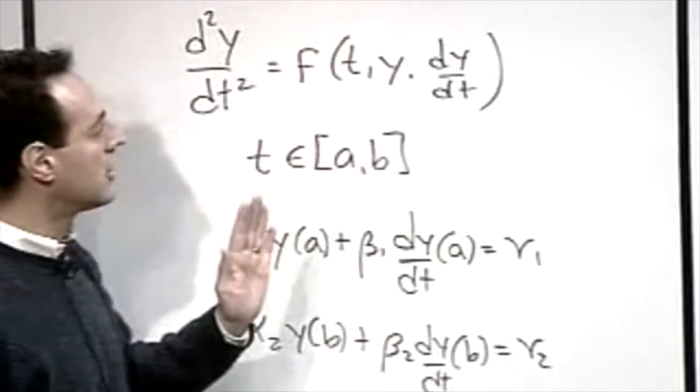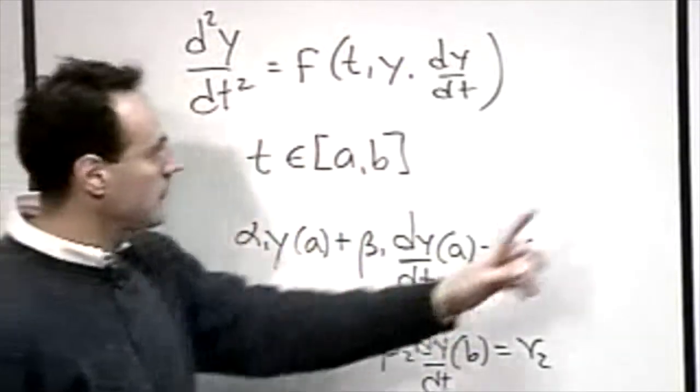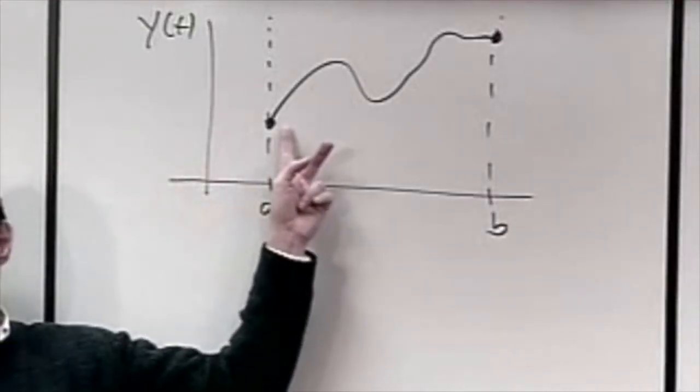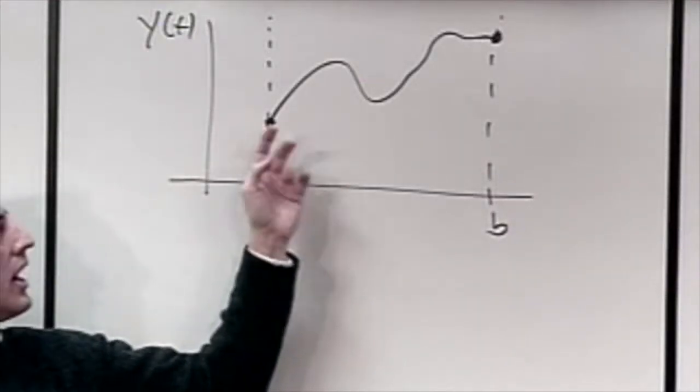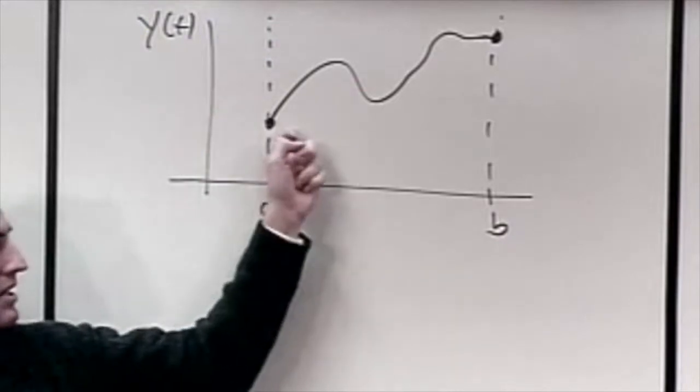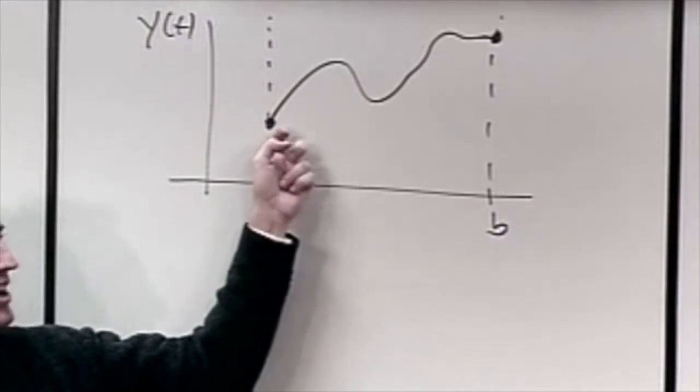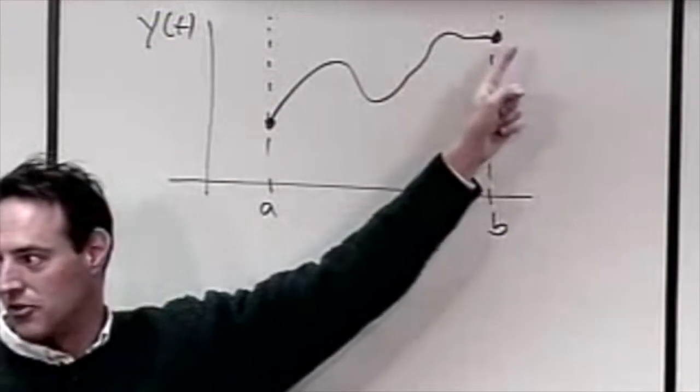But look at the difference here. What you're saying is, I start off here at some time, and instead of specifying my complete state of the system, I specify here, and I have to specify it in such a way that in the future I hit this point.